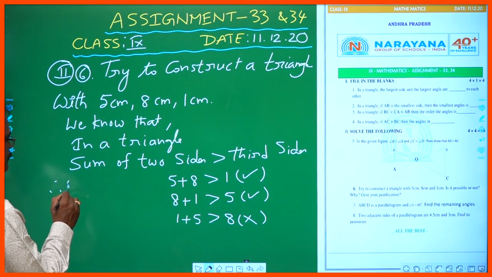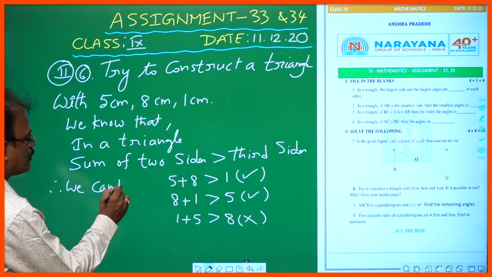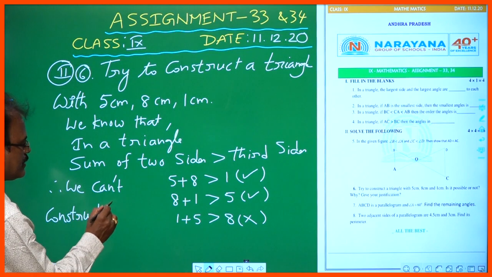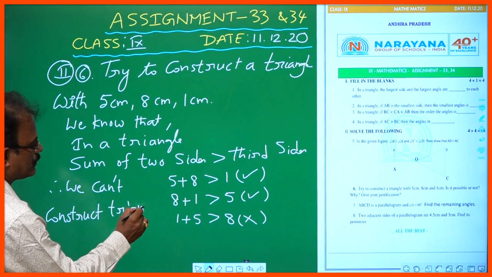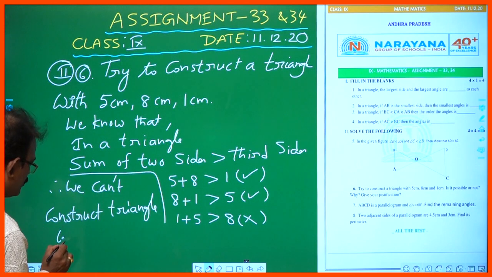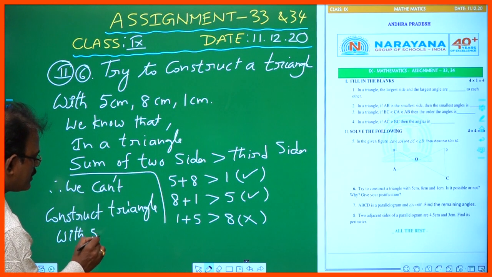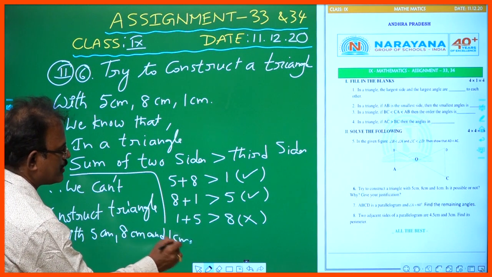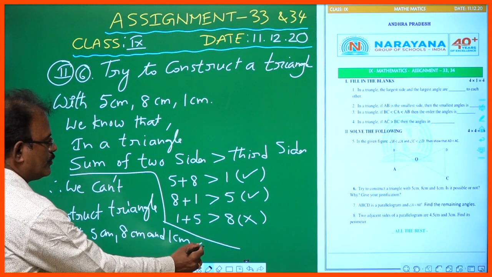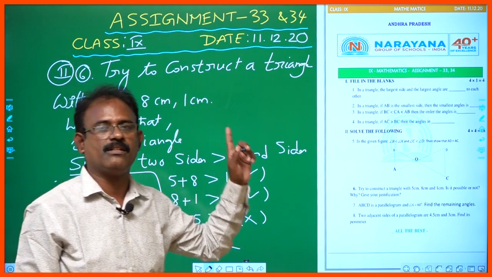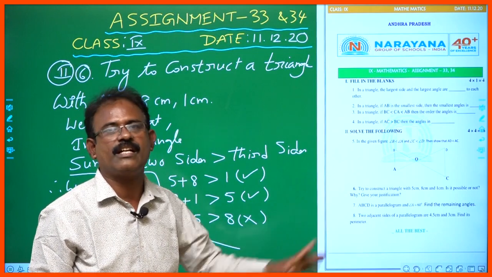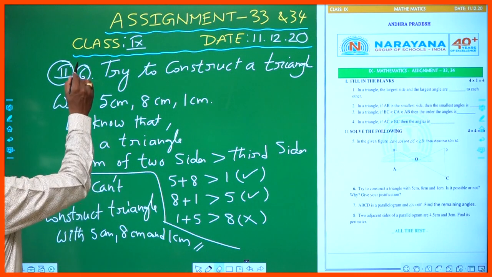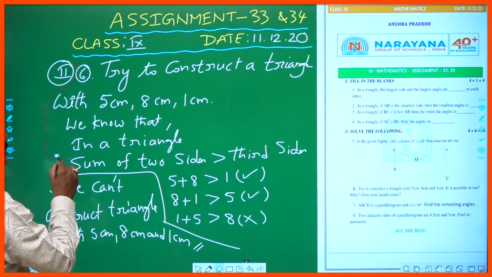Therefore, we can't construct a triangle with 5 centimeters, 8 centimeters and 1 centimeter. Okay children? So 100% the 3 measurements must satisfy the properties of triangles. Okay children? This is the explanation for question number 6. So our next question is question number 7.